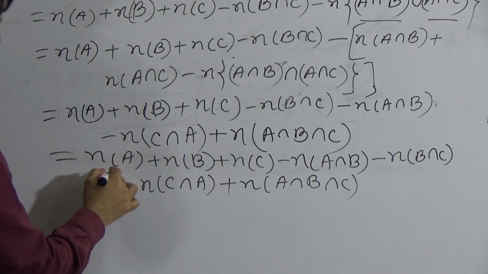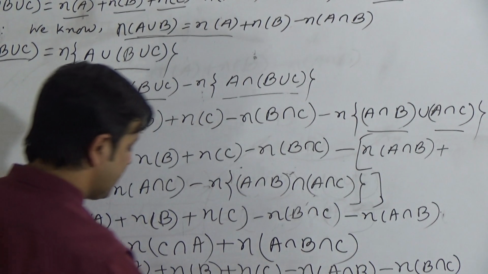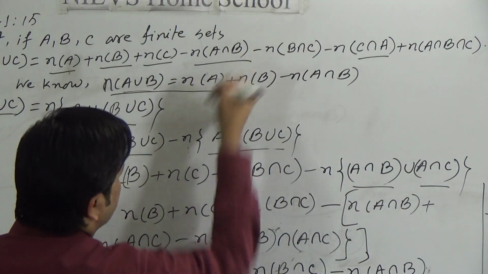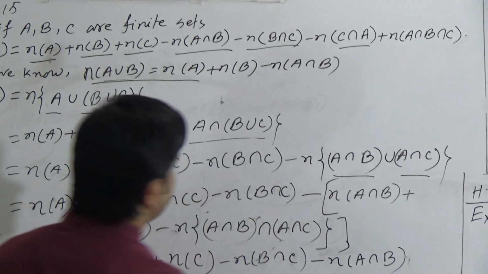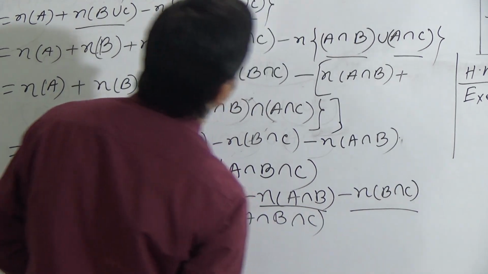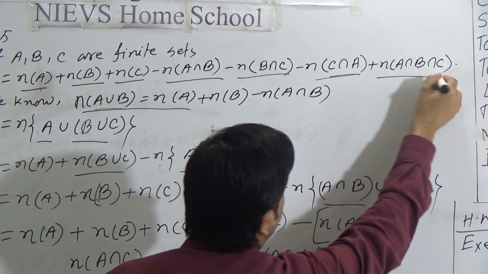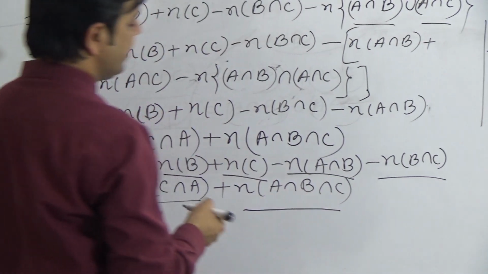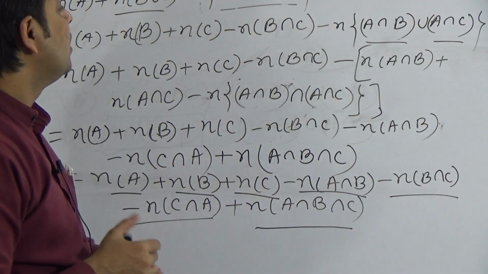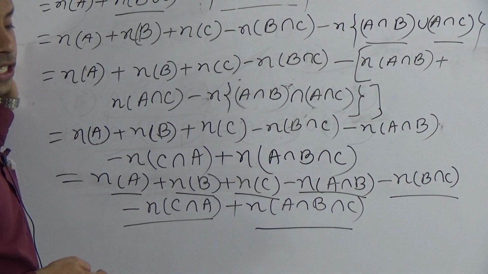Number of elements of A, number of elements of B, number of elements of C, number of elements of A intersection B, number of elements of B intersection C, minus number of elements of C intersection A, and the last one is plus number of elements of A intersection B intersection C. So we can write here number of elements of A intersection B intersection C. Okay, dear students, I hope you have understood how to solve this question.